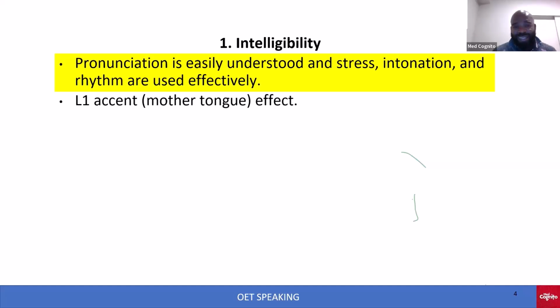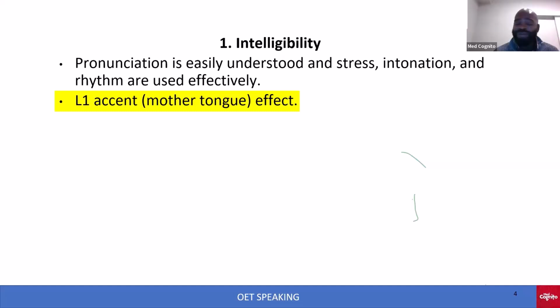So, like I said, in essence, with intelligibility, we are asking whether you are communicating what you are saying properly for it to be understood. There shouldn't be any barrier preventing you from communicating effectively. Now, under this criteria, what is known as the L1 accent, that is the mother tongue effect, is evaluated here. By this, we are not saying that if you're not a native speaker, this is going to go against you. That is not the point at all.